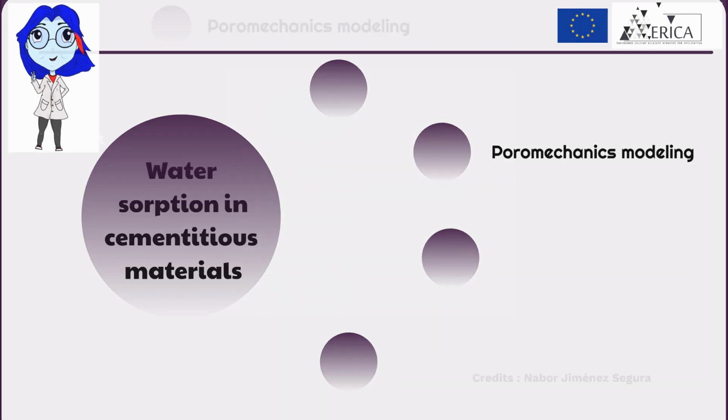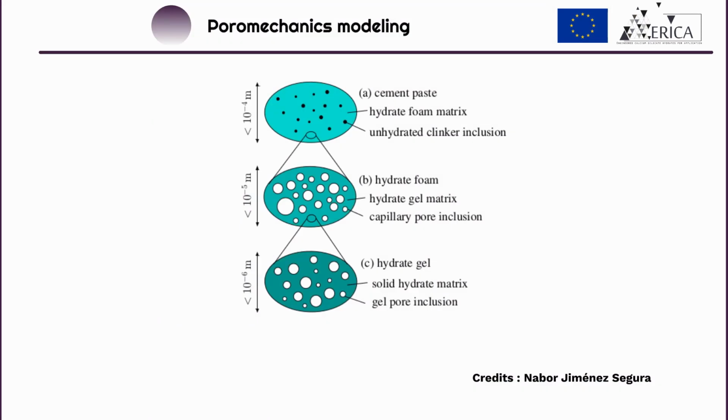Now moving on, our second technique is poromechanics modeling. In poromechanics modeling, mature cement paste is modeled as a microheterogeneous material with 2 pore families at different scales. At the larger scale, cement paste consists of unhydrated clinker grains embedded in a hydrate foam matrix. The hydrate foam matrix consists of capillary pores embedded in a hydrate gel matrix. The hydrate gel matrix in turn consists of gel pores embedded in the solid hydrates. The volume fractions of each component are given by Powers' hydration model. The pore families are assumed to follow an exponential pore distribution.